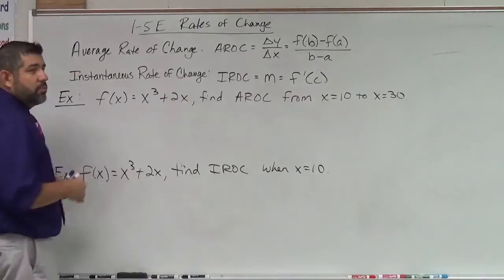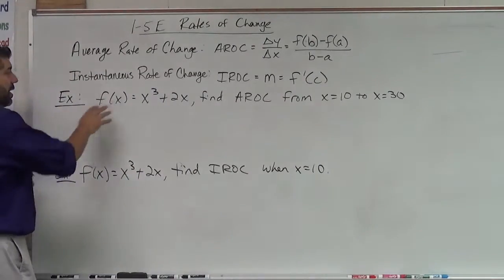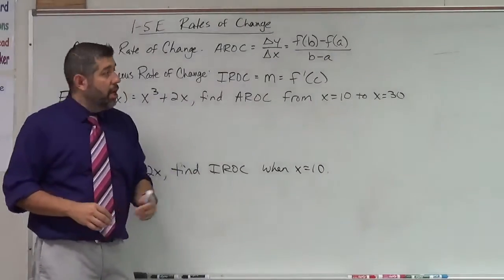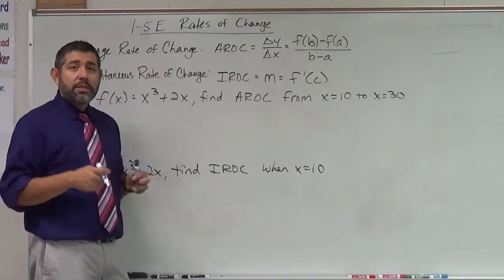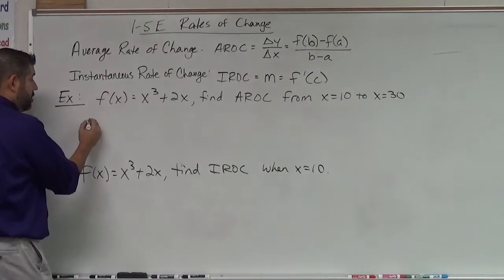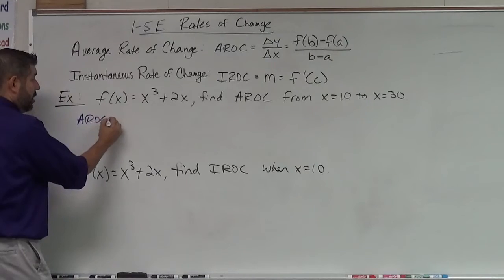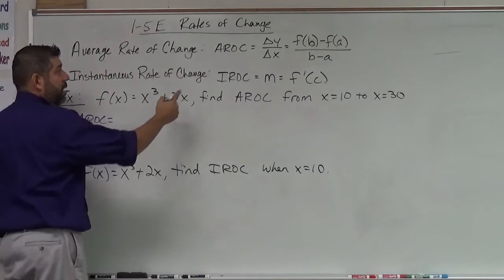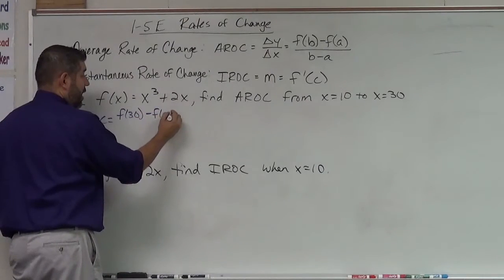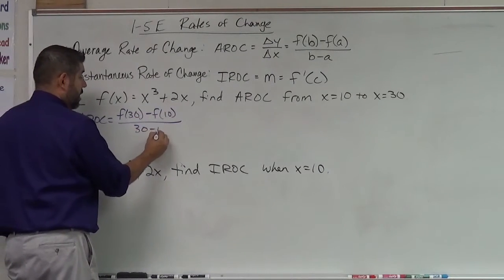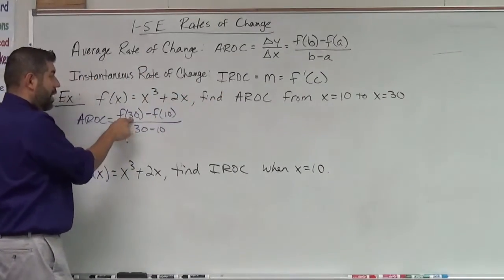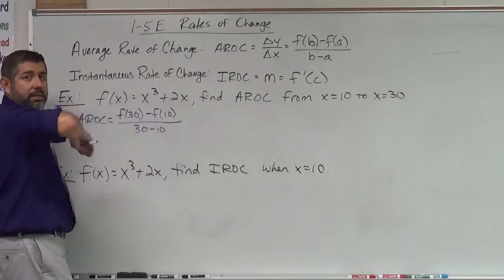So we can find these rates of change. Here's my first example. f of x equals x cubed plus 2x. Let's find the average rate of change from x equals 10 to x equals 30. So the average rate of change is going to be f of 30 minus f of 10 over 30 minus 10. It's really important that you start from where you're going to end. So it goes b minus a, so 30 minus 10, all right?